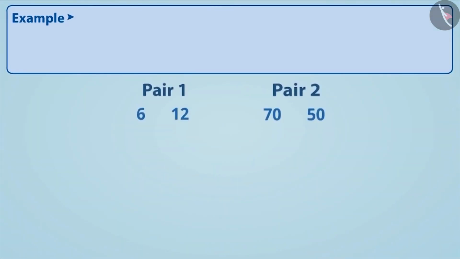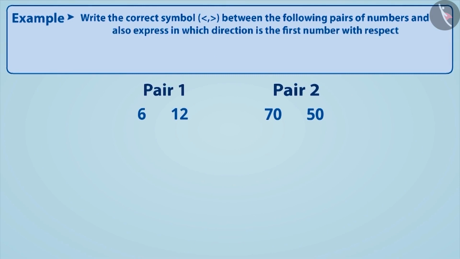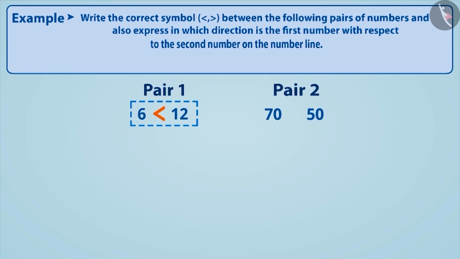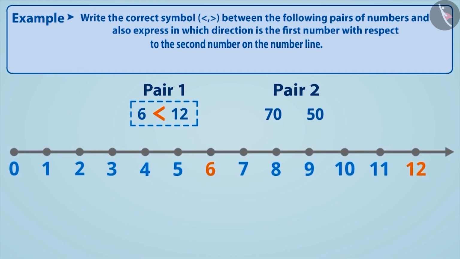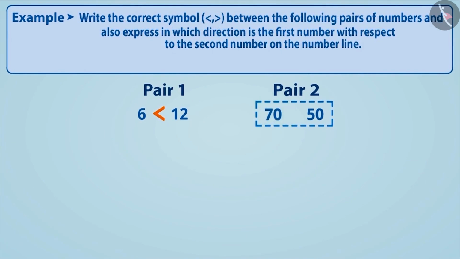Next example. Write the appropriate symbol between the following pairs of numbers and also express in which direction is the first number with respect to the second number on the number line. Number 6 is smaller than number 12. So 6 is located on the left side of 12 on the number line. Number 70 is larger than 50.